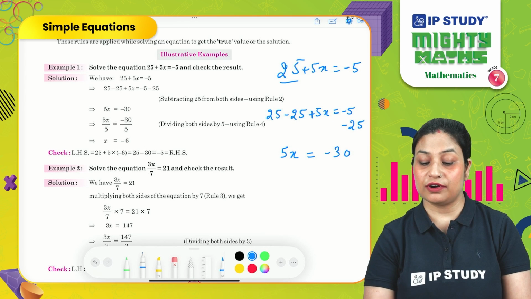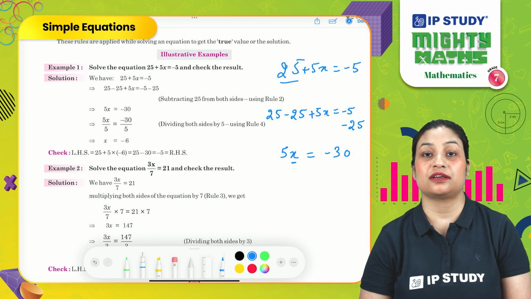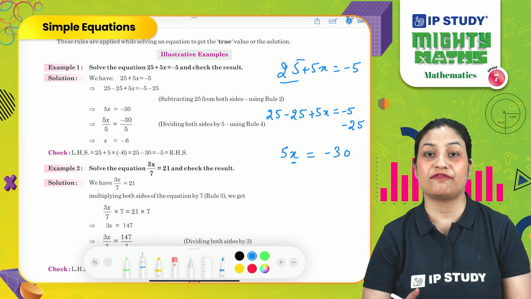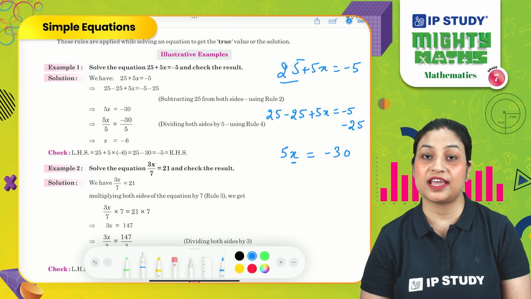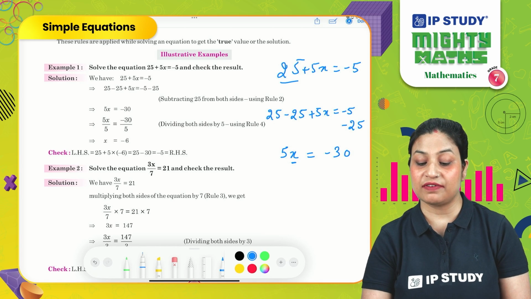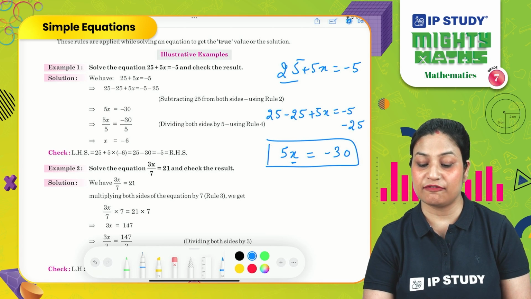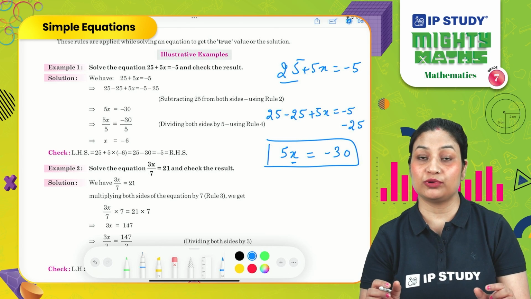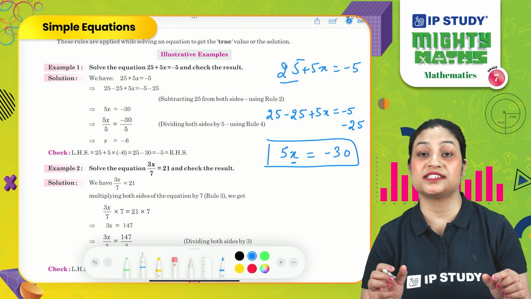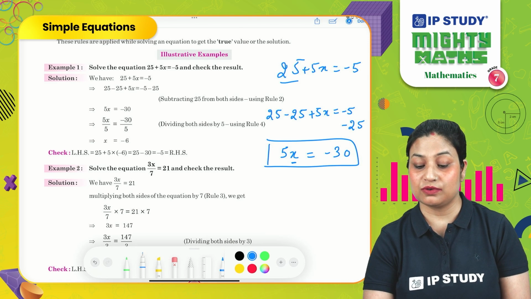Now, in order to find out this variable x, I can see here 5 is multiplying with x. So I will divide the whole expression by 5 so that this 5 will get eliminated from the left hand side. I will divide both the left hand side and the right hand side by the same number, that is 5. So I will write 5x divided by 5.